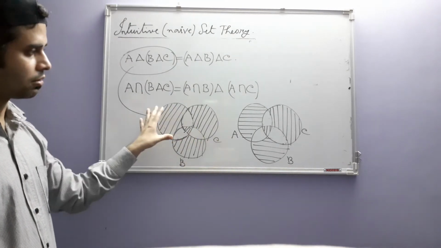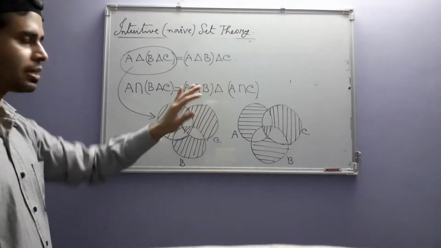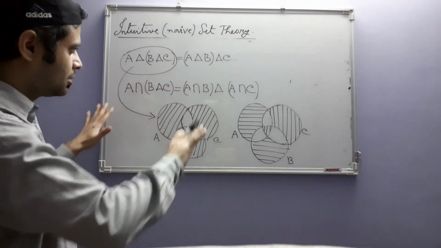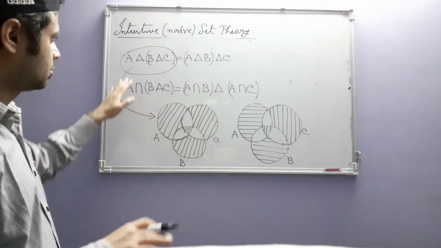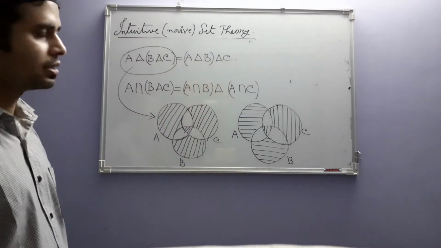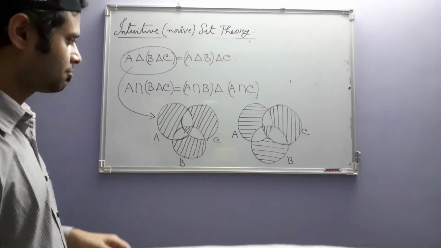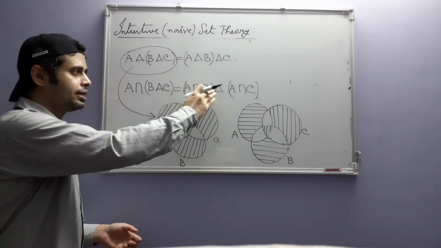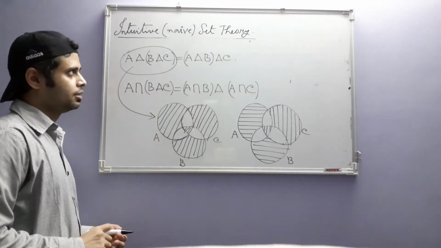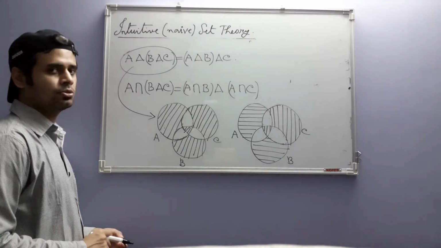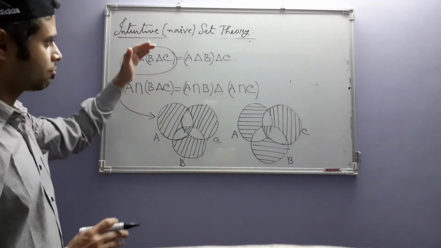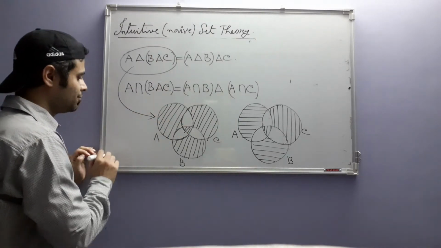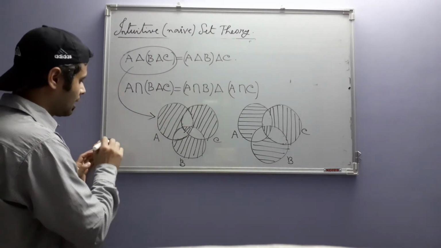So from the Venn diagram, it seems like they should be equal. Of course, this is not a proof. The proof has to be carried out using the definitions of symmetric difference, not Venn diagram. But from the Venn diagram, we can see that this should be true. Similarly, you can try to see that this is also true. Okay, so these properties I will not prove. Will not prove means at some point I will prove, but it's not now. It's in future.